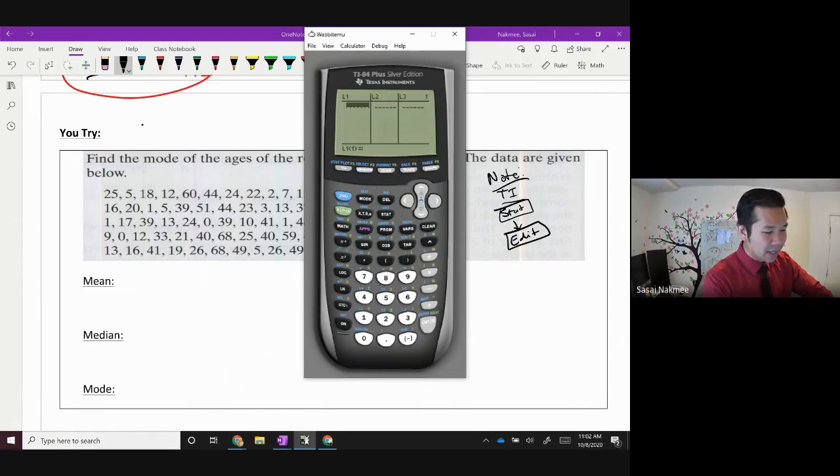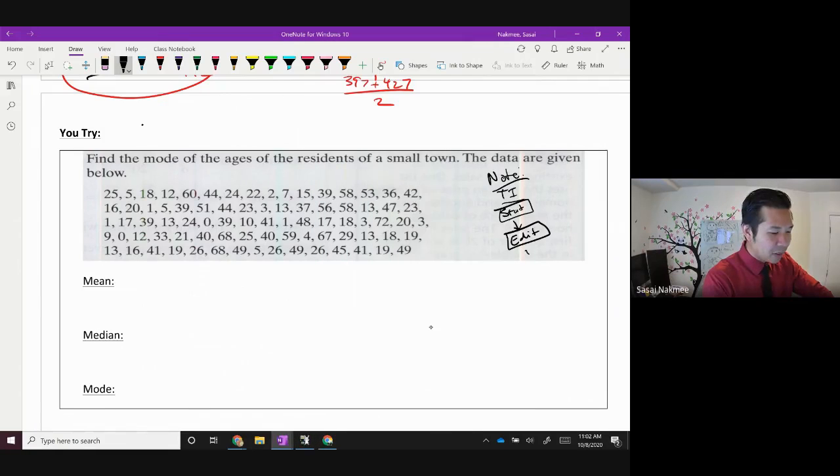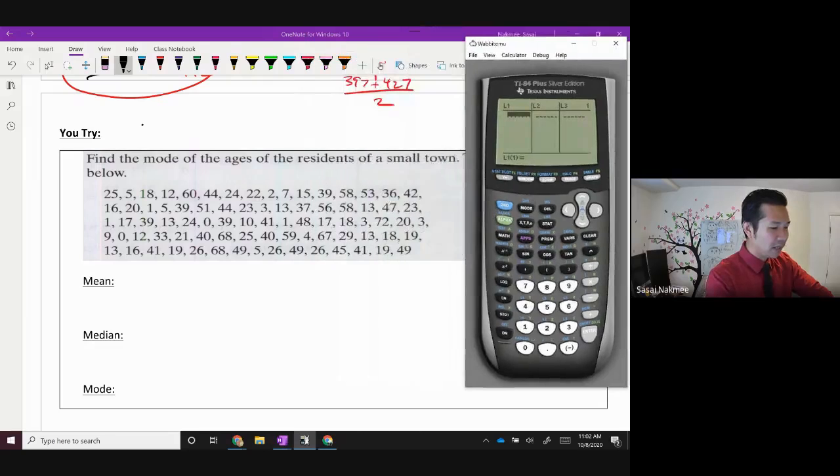Once I press stat and then edit, I'm going to put all the numbers into L1. L1, by the way, just stands for list 1. So there's L1 up there, there's L2, L3, L4, and if you go to the right, all the way up to L6.